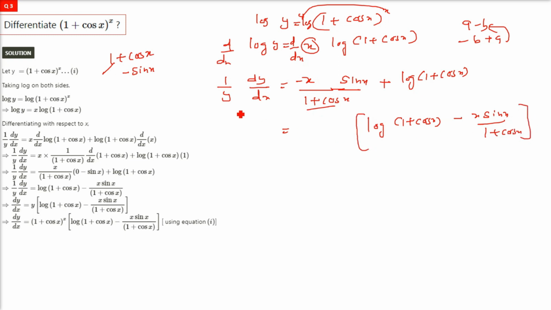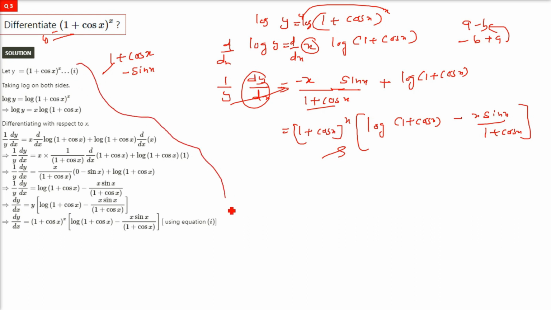And we have a y in the denominator. We have to bring this y in the numerator. And what was y? The initial one. 1 plus cos x to the power x. So we have 1 plus cos x to the power x. This is your final answer. And this is dy by dx. And this is how you're going to go about it, write about it, and show the examiner. These are the steps I have applied.